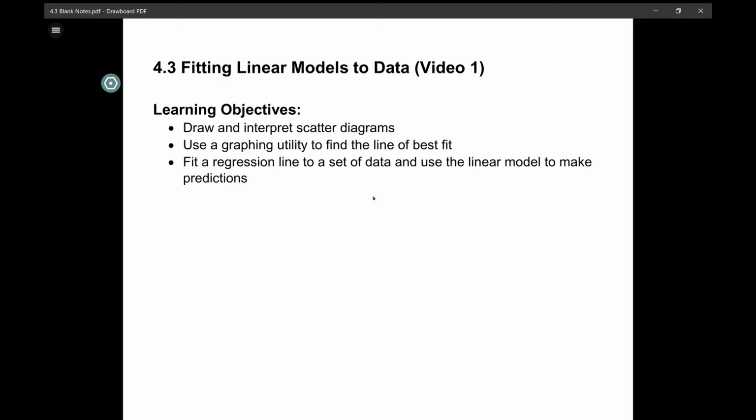Welcome to 4.3, Fitting Linear Models to Data. It says video 1, but I think there's only going to be one video, so I guess it is video 1.